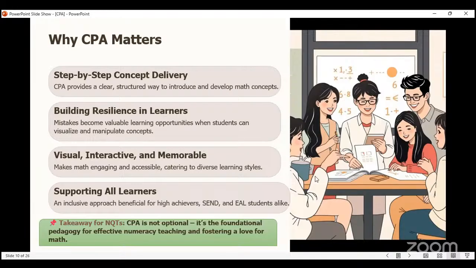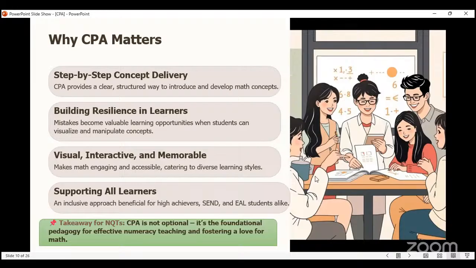Then the CPA matters because it supports all learners. You have G and T's, that is the gifted and talented students in your class. It definitely helps them. You have the students who are struggling, even the child who cannot read. The CPA approach caters for all learning abilities. It's beneficial for high achievers, it's beneficial for your SEND students, it's beneficial for your EL students.